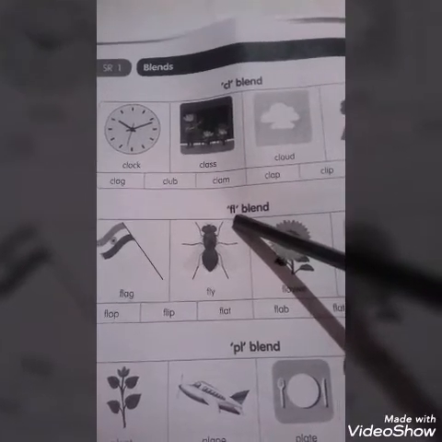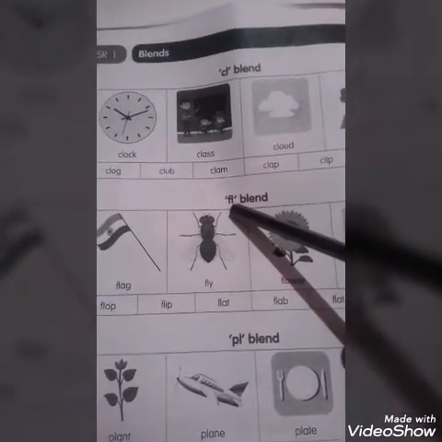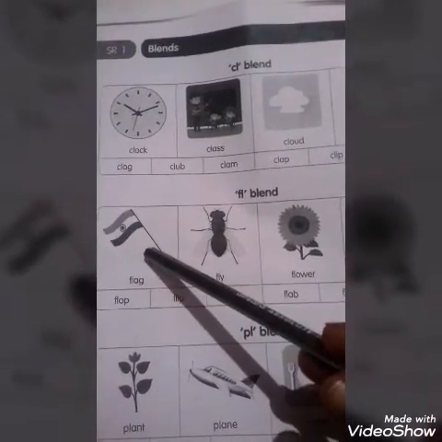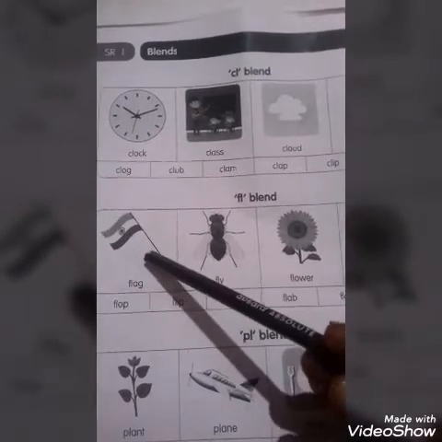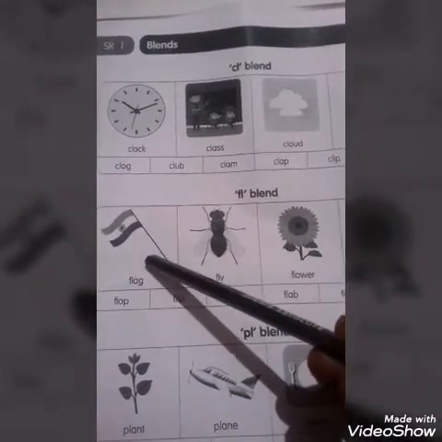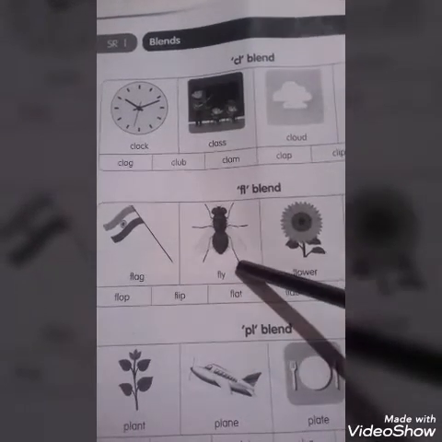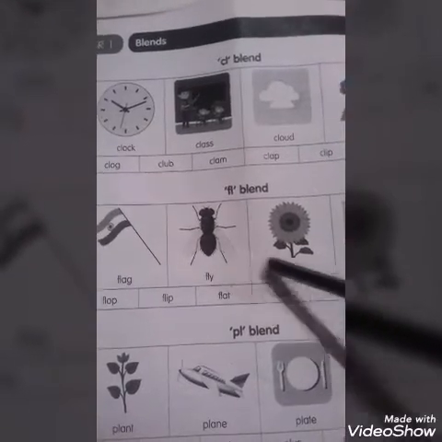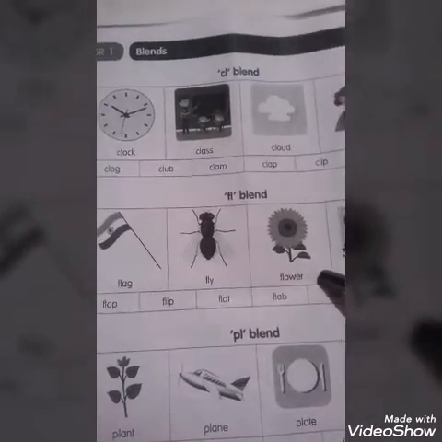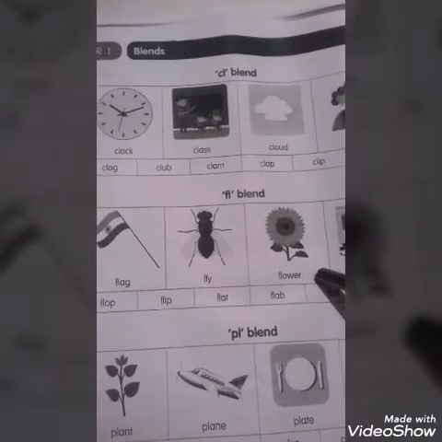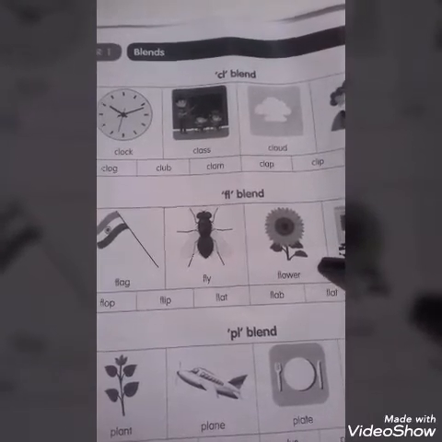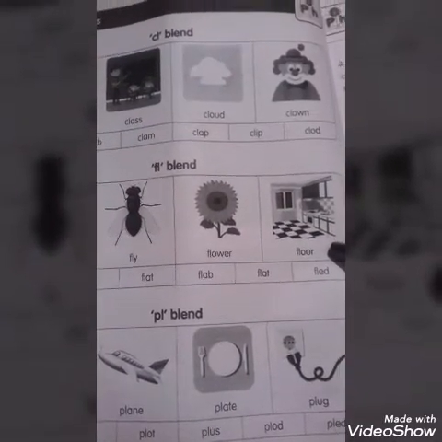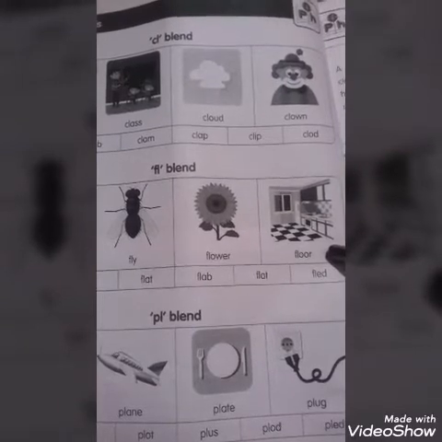What is the sound? Fla. Okay, now read this. Look at the picture. What is this? Flag. Fly. What is this? Flower. What is this? Floor.